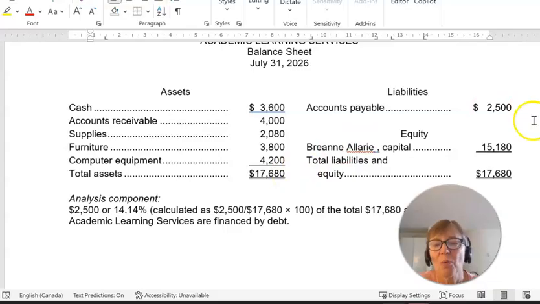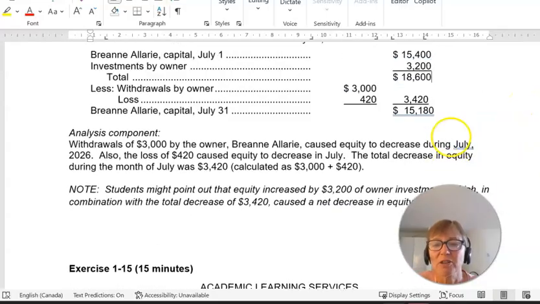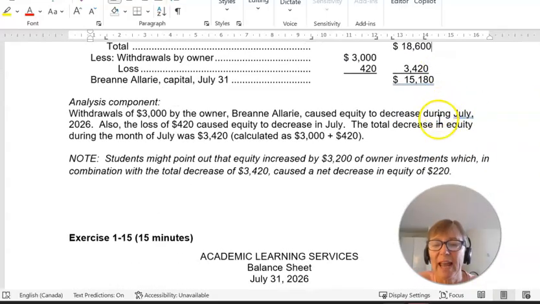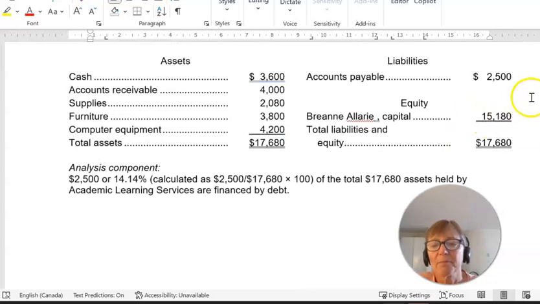17,680. We had our accounts payable of 2,500. We have our equity, which comes from our statement of equity, the 15,180. We add that with our liability to give us our total liabilities and equity of 17,680. And we balance.